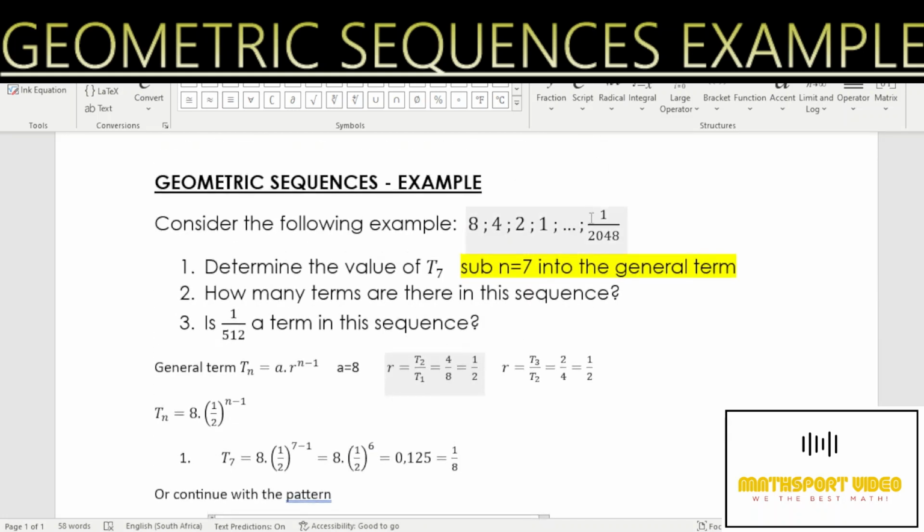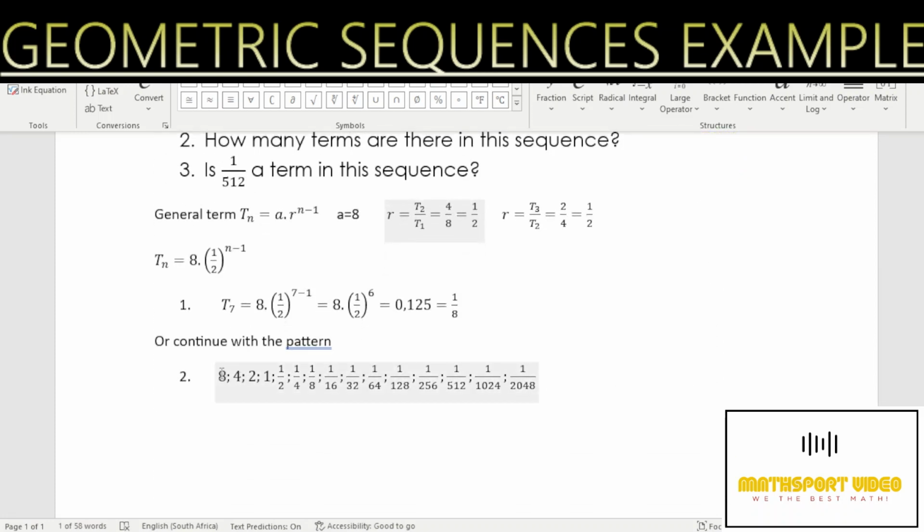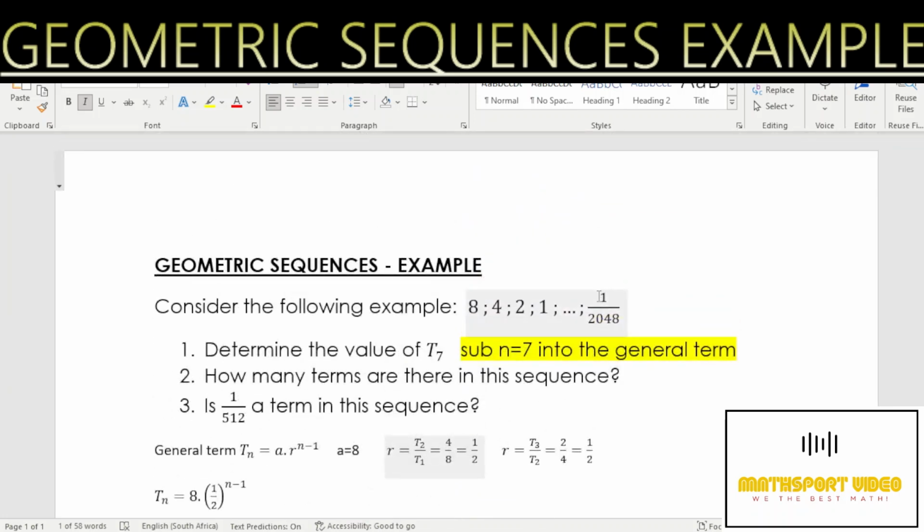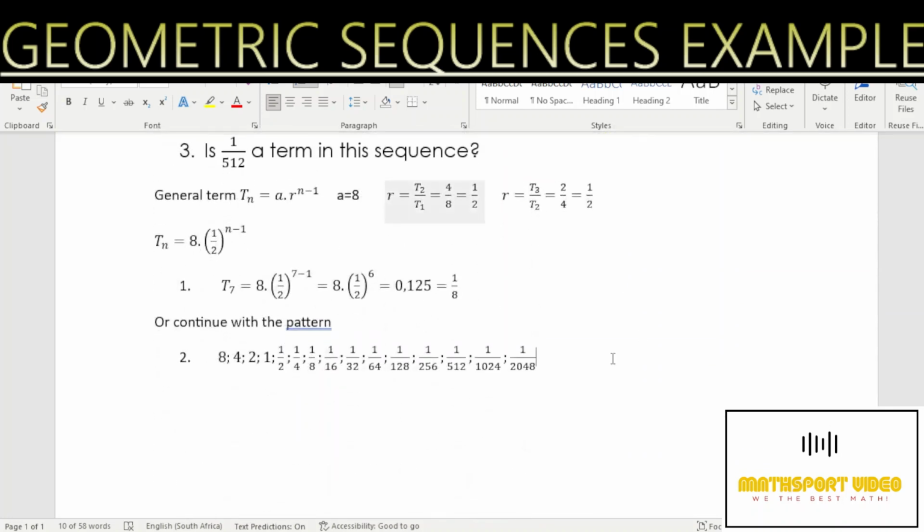Now that, in fact, is our last term. If we count how many terms there are, 1, 2, 3, 4, 5, 6, 7, 8, 9, 10, 11, 12, 13, 14, 15. This is your 15th term. Therefore, there are 15 terms in the sequence.